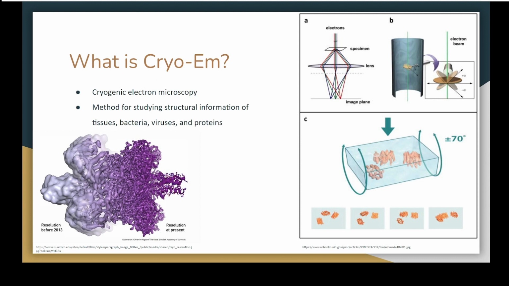Now, in 2013, this method was called blobology because, as you can see, you don't really get an idea of what's going on here. It's all mashed together, and you can't really get anything useful from this. But the resolution at present is actually atomic resolution, so you can see the actual atoms and the alpha strands of the protein, and I'll show some of that later. But it's come a long way.